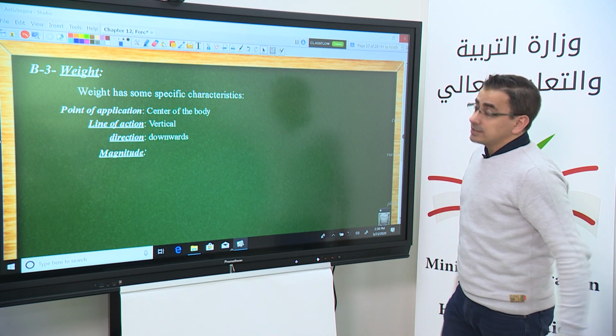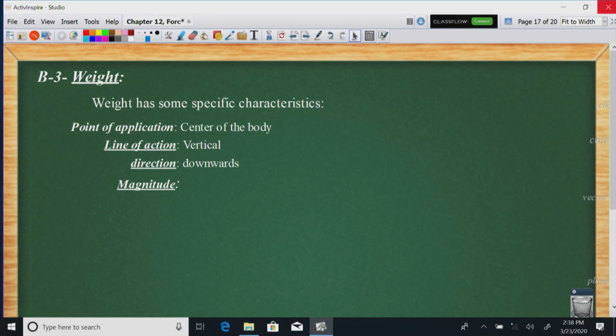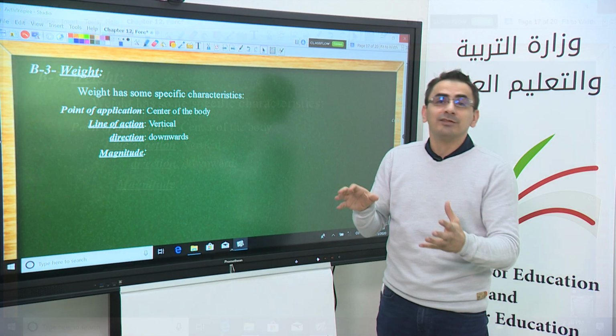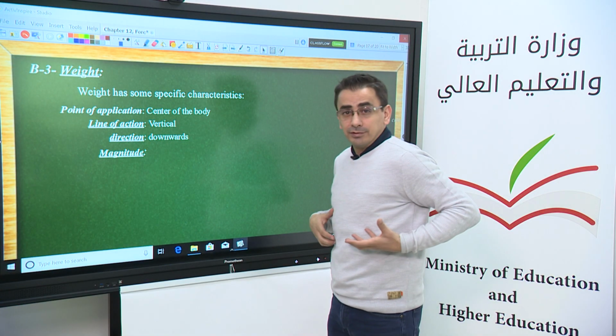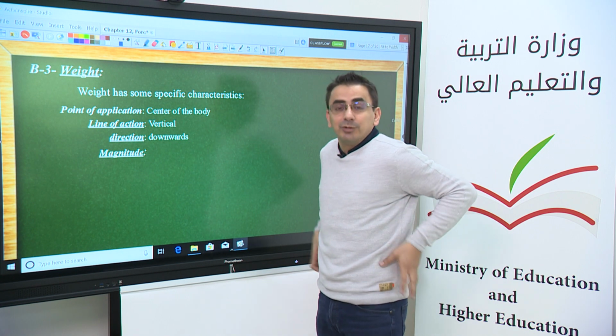What are the characteristics of weight? Weight has some specific characteristics that never change. They stay the same whatever the exercise. These are the point of application. It's always applied on the center of the body. Any object has its weight at the center. Okay? My body here, my center is in this area. Weight always pulls me from here.